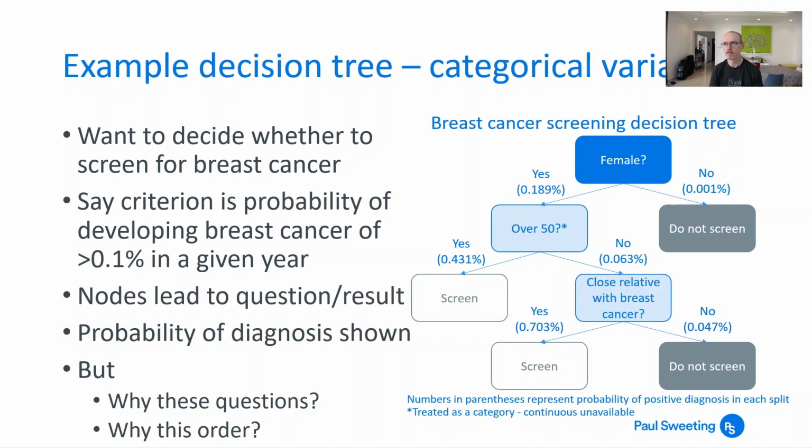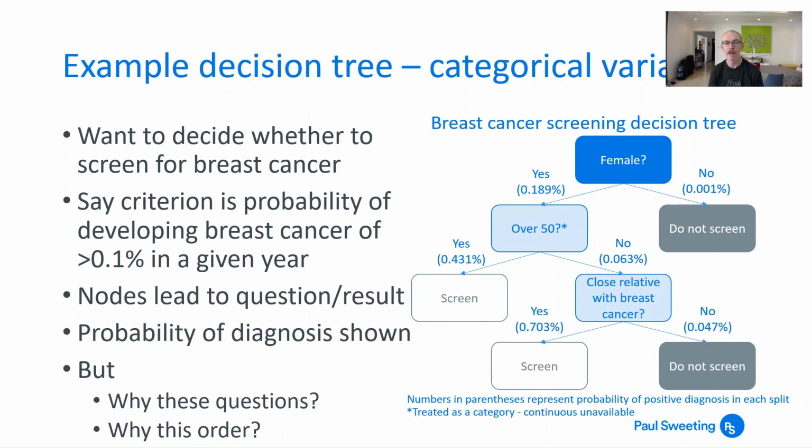So you start off with all your data and you say, okay, well, first question, are they male or female? Are they female, yes or no? If they're not female, so they're male, then the probability of breast cancer diagnosis is 0.001%. That is so small that no further sub-classification is going to get you much higher. So do not screen in that case. If it's yes, there's a 0.189% chance. But although that is greater than 0.1%, you don't want to screen every single woman if you can possibly help it. So it's worth just asking a few more questions.